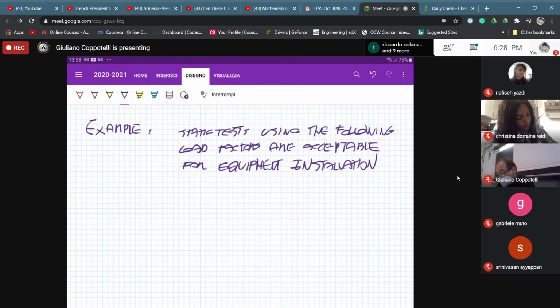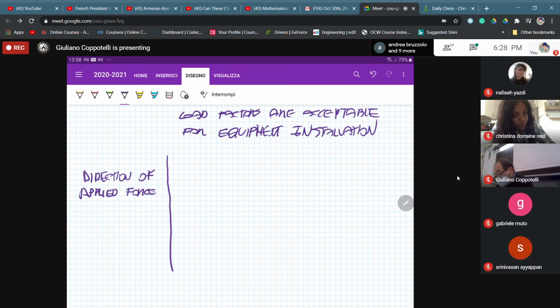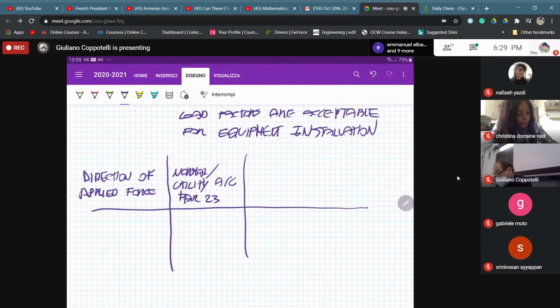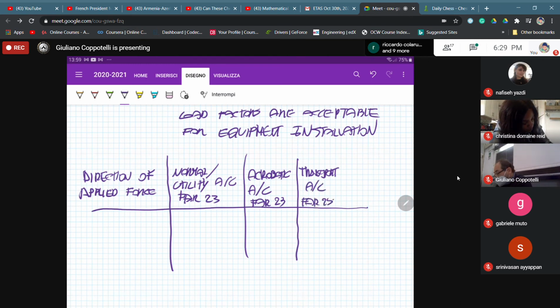And for example, we have this table that is the direction of the applied force. Remember, we are having a static test, and then we are referring to normal utility aircraft, FAR 23 as a reference, the regulation point of view. We have the acrobatic aircraft, once again, FAR 23. Transport aircraft. In this case, we are having FAR 25. Rotorcraft. We have FAR 27 and 29.